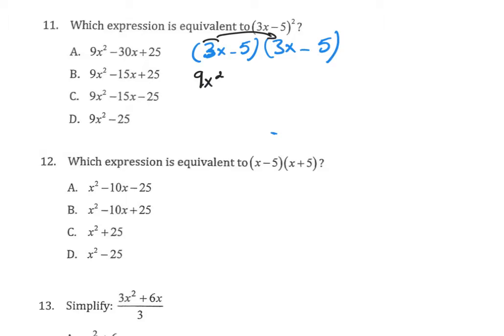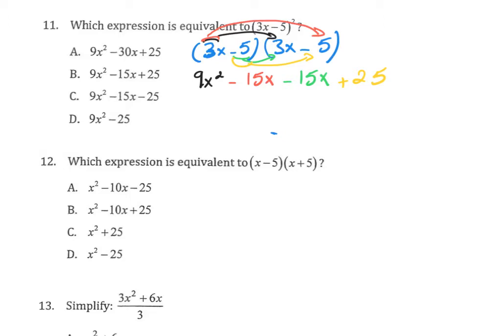And the next one, we get 3x times negative 5. That will be negative 15x. Then for the inner term, we're going to have negative 5 times 3x. That would be negative 15x. And the last one, we're going to have negative 5 times negative 5. That would be positive 25, right?